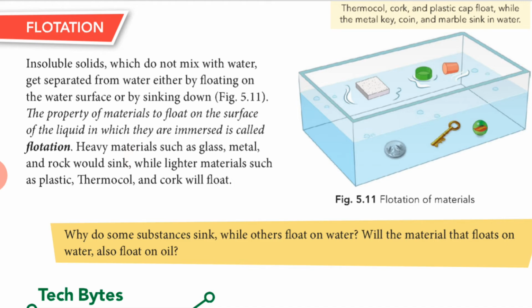Now, flotation. These are the materials which can float on the surface of water. There are a few materials which are lightweight, for example wood, plastic, then sponge. This property is called flotation. But heavy objects like keys and coins sink in water. Thermocol can float on the surface of water.